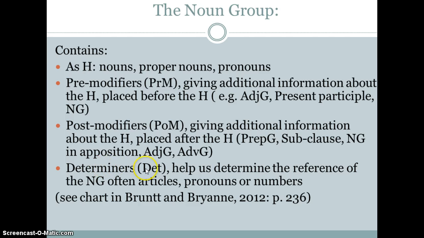Finally, we have determiners, and determiners help us determine the reference of the noun group. Determiners are often articles, pronouns, or numbers. For more information, you could look at the chart in Brunta and Brienne on page 236.